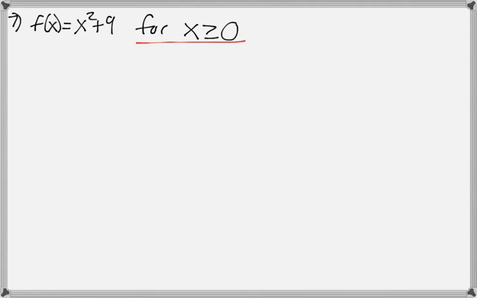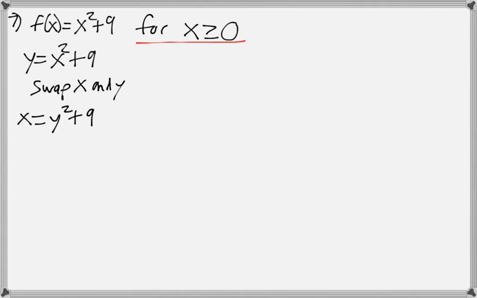So if I take this out of functional notation, and then I swap the x and the y. Wherever I see a y, I want to see an x, and wherever I see an x, I want to see a y. So then I need to solve for y.